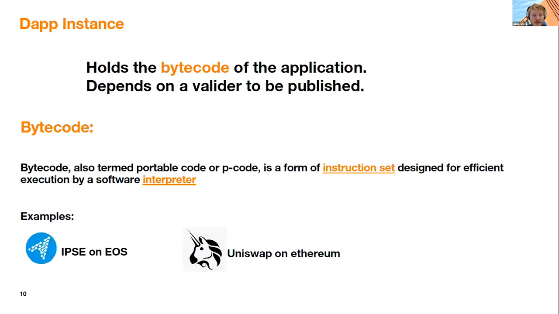And we have a dApp instance. We are very focused on the technical aspect inside our model. We do not include all the off-chain aspects that could go with a dApp. We focus on the bytecode that is held inside the application. And of course, it always depends on a validator to be published. The bytecode, for those that are maybe not informaticians, is the code that is able to be interpreted and executed by a computer, so by our blockchain in this case. Some examples are EPSC on EOS or Uniswap on Ethereum, which are famous applications.